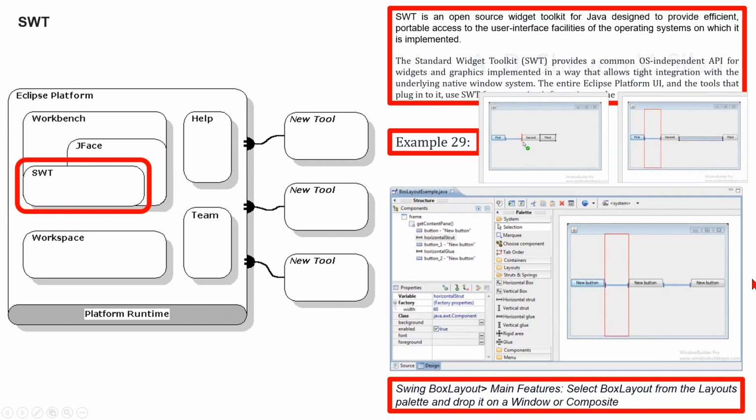Now we are considering main features in swing box layout. Select box layout from the layouts palette and drop it on the window composite. Box layout allows multiple components to be laid out either vertically or horizontally. Components will not wrap. So, for example, vertical alignment of component will stay vertically arranged when the frame is resized. Nesting multiple panels with different combinations of horizontal and vertical gives an effect similar to grid bag layout without complexity.